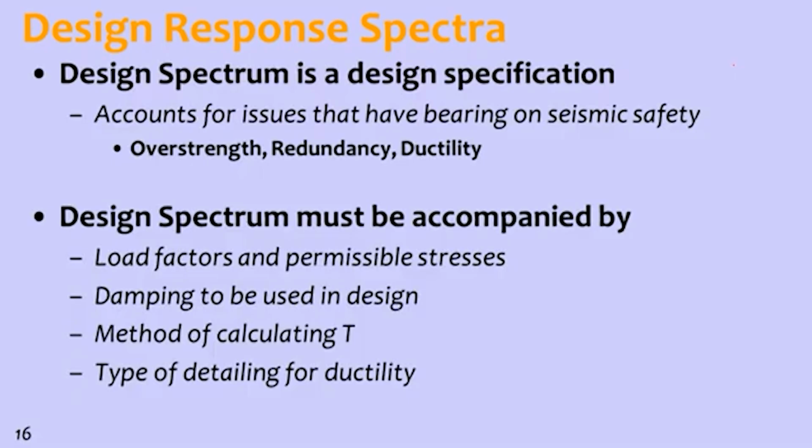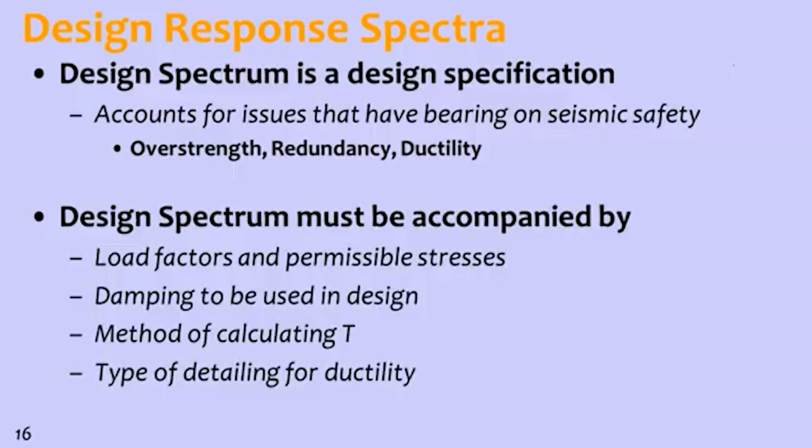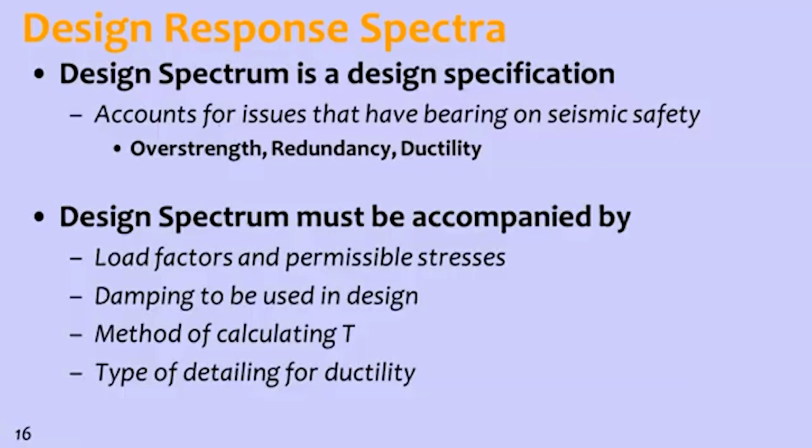Now how do we construct the design spectrum from that, and what is the design spectrum? The plot given in IS 1893, the criteria for earthquake resistant design of buildings, is called the design spectrum, not the response spectrum. The design spectrum is a plot which comes from the response spectrum. It accounts for issues that have bearing on seismic safety, such as overstrength, redundancy and ductility.